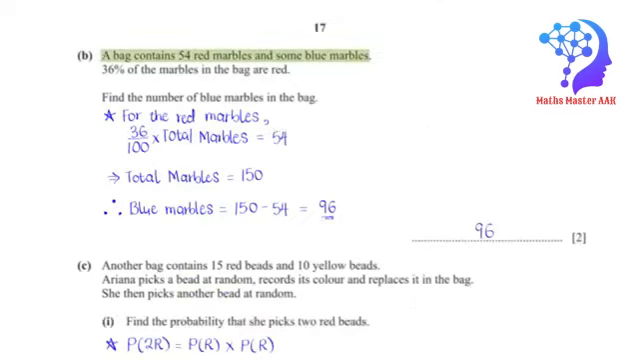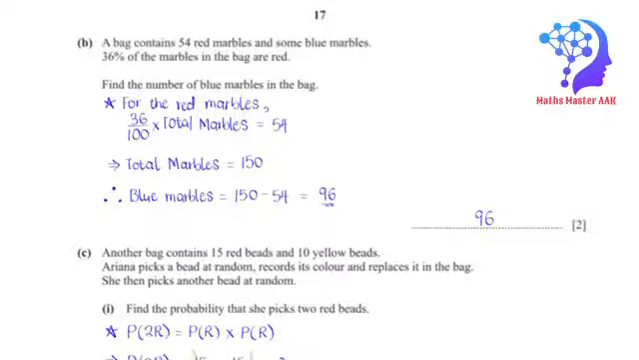A bag contains 54 red marbles and some blue marbles. 36% of the marbles in the bag are red. Find the number of blue marbles in the bag. So first, we know that 36% of all the marbles in the bag are red, and the number of red marbles is 54. And so when we make the total marbles the subject of our equation, we have 54 times 100 divided by 36. This gives us 150. This means that the number of blue marbles is equal to 150 minus 54. This gives us 96.